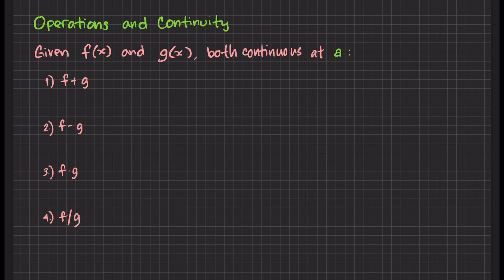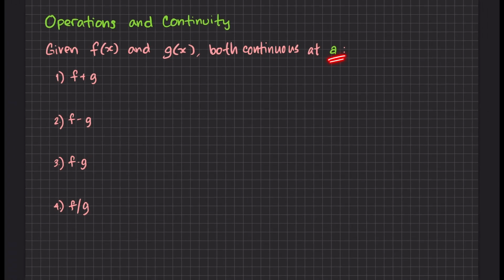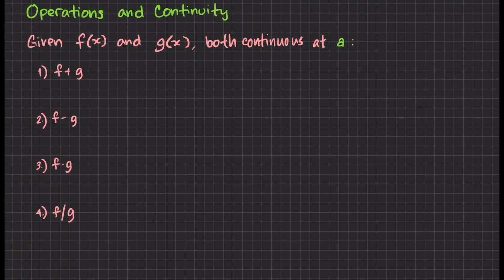Hello! Dun sa previous lesson natin, inintroduce natin yung concept ng continuity ng isang function at a single point. So now, we will take a look at the continuity of a function at a single point if we have two continuous functions, let's say f and g. Yung sum ba ng dalawang continuous functions sa isang point na a, continuous pa din sa a. And will that be the same dun sa difference, product, at sa quotient nung dalawang continuous functions, f and g.